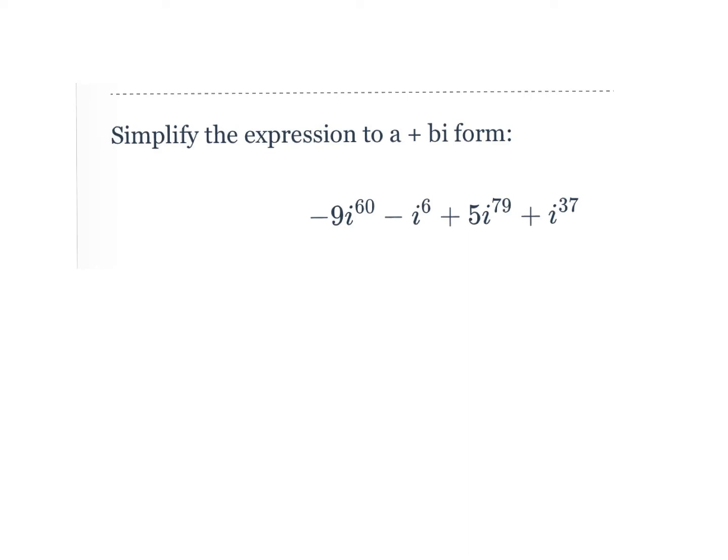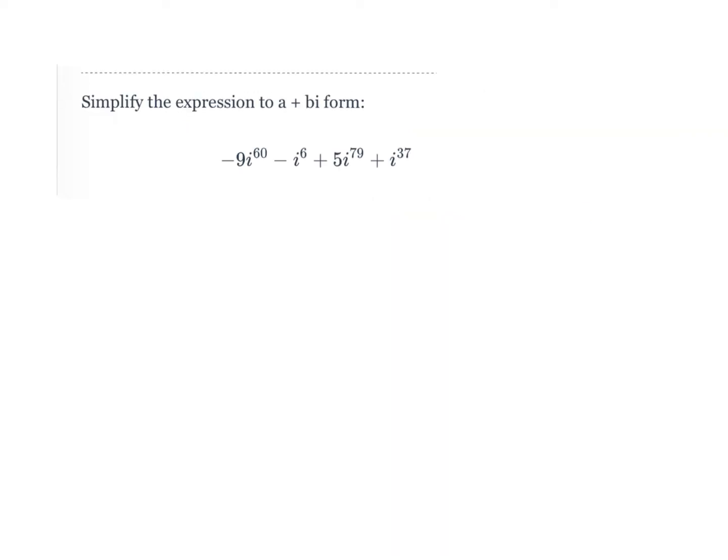All right, next problem. Simplify the expression to A plus BI form, okay? So again, all of these have coefficients, but they also have these exponents. So the way that I'm going to solve this one is I'm just going to consider these exponents first, and I'm going to look for multiples of 4 and see what's left.